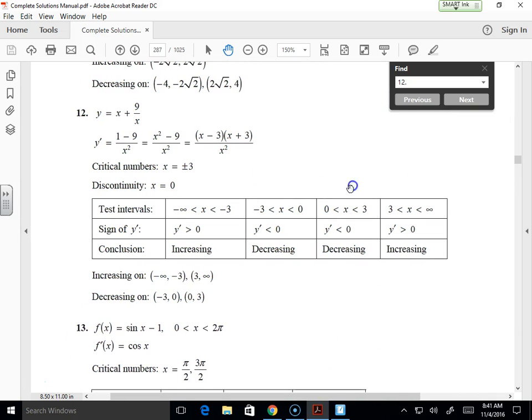Critical numbers, 0. Nope, discontinuity at 0, sorry. Critical numbers, plus or minus 3, and there was a discontinuity because x cannot equal 0. Careful, you might have forgotten that entirely. So those 3 get plugged in, you get increasing, decreasing, decreasing, increasing. Huh, sounds like the last one. Increasing, decreasing, decreasing, increasing. Number next one.